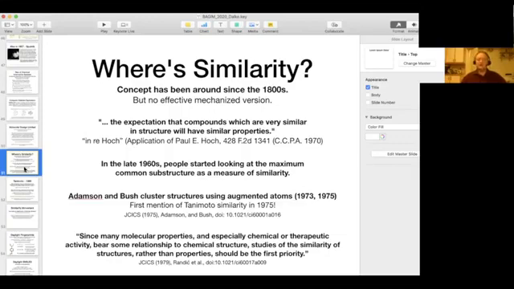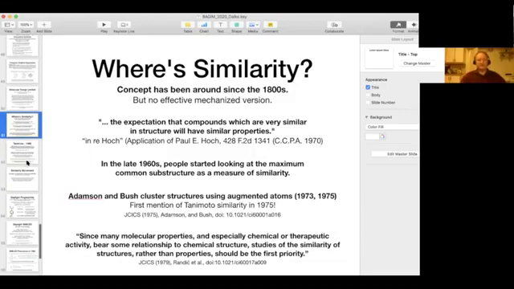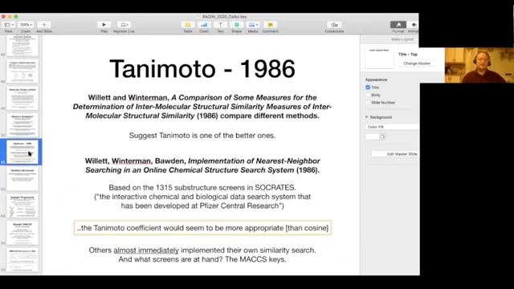There's some very early work in '73 and '75 of looking at bit strings, which are based on augmented atoms, so they're kind of like radius 1 or so circular fingerprints. And Randić in the chemometrics area is starting to look at this too. It wasn't until 1986 when Tanimoto became popular.